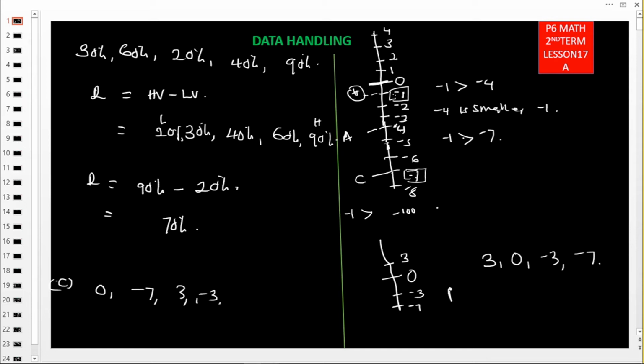Then our range, so range is equal to highest value minus lowest value. Therefore, what is the highest value? 3 is the highest value, this is the lowest value. So 3 minus, what is this one? -7. So from integers, we all know negative times a negative we get a positive. Therefore 3 plus 7, the range becomes a 10. Let us get another example here.